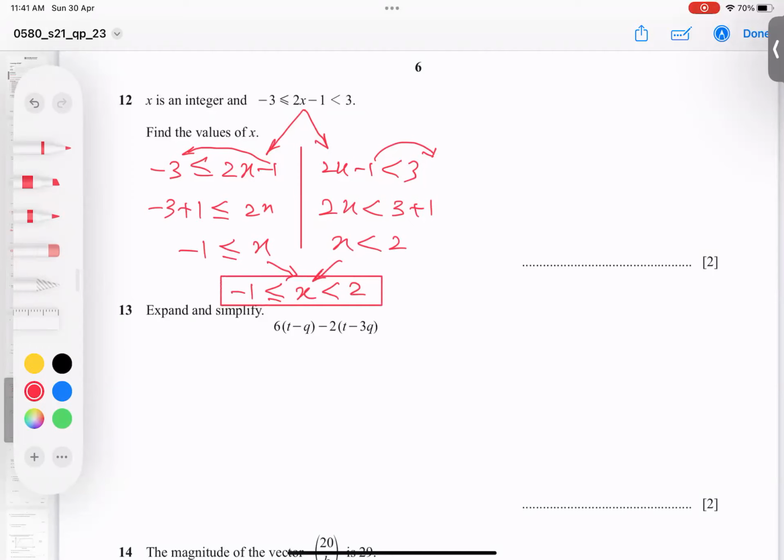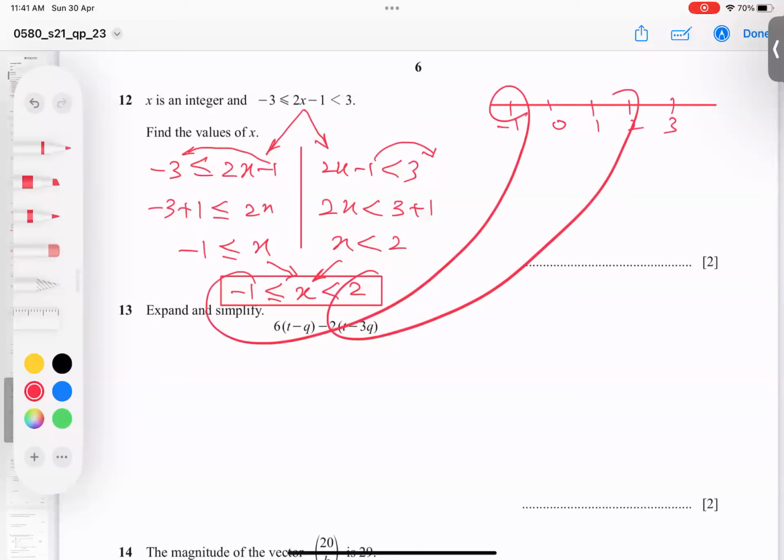Sometimes he asks you this answer, so we'll stop it here. But now he said no integers, then I must draw a number line. This is -1, then 0, then 1, then 2, then 3. I think that's enough. -1 is coming from here and 2 is coming from here.